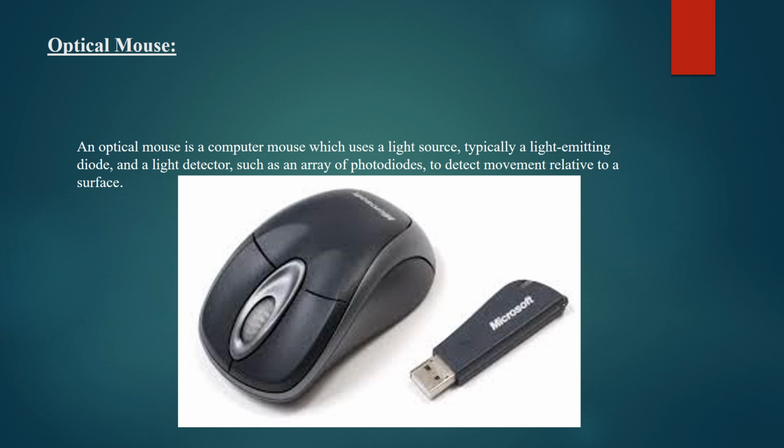Number 3. Optical mouse. An optical mouse is a computer mouse which uses a light source, typically a light-emitting diode, and a light detector such as an array of photodiodes to detect movement relative to a surface.